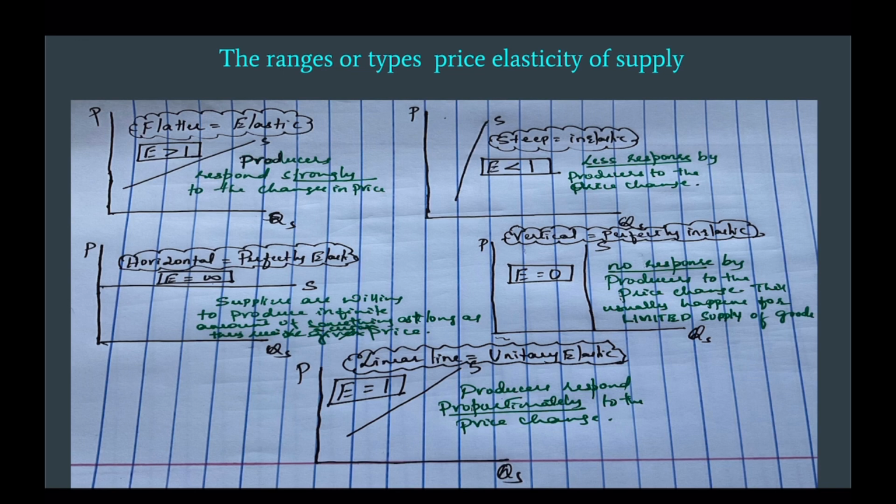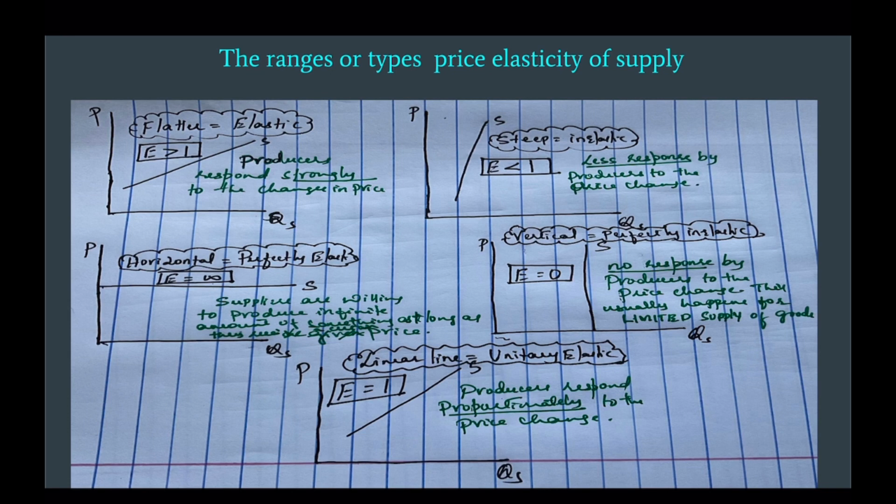So these are the types of price elasticity of supply. The first one is, if the supply is elastic, then the elasticity coefficient will be greater than 1. On the graph it will be flatter in nature. So it means that producers respond strongly to the changes in price. The second one is, if supply is inelastic, then the elasticity coefficient will be less than 1. On a graph the curve will be steep. It means less response by the producers to the price change.